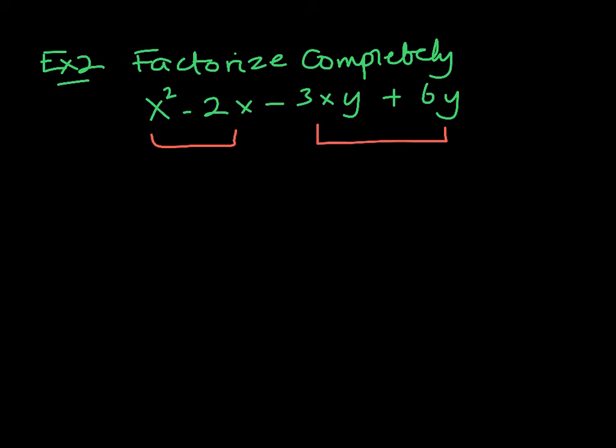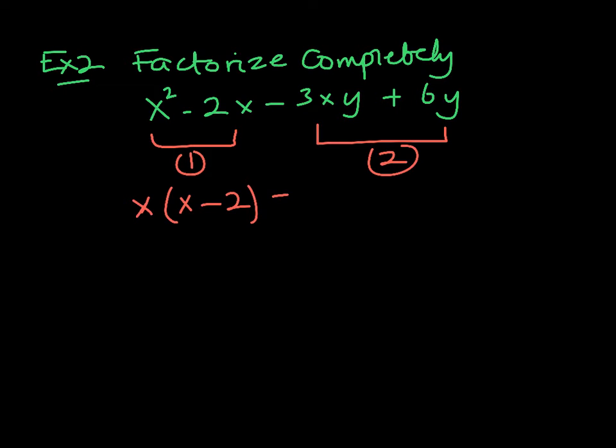Yes, they have y which is similar, so we can call this group 1, and we can call this group 2. After we have labeled, the next thing is we want to look for the common factor. The common factor for group 1, x squared and negative 2x, is going to be x, because x squared is x times x, 2x is 2 times x, so x is common. So we can take x out. x squared divided by x leaves us with x. 2x divided by x leaves us with 2.